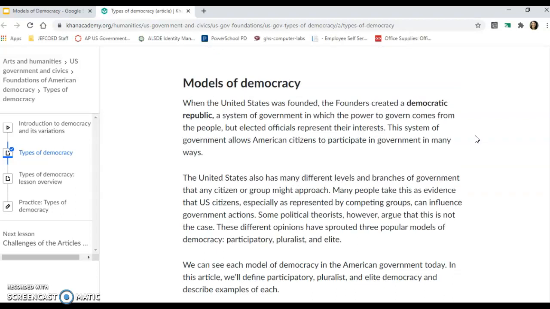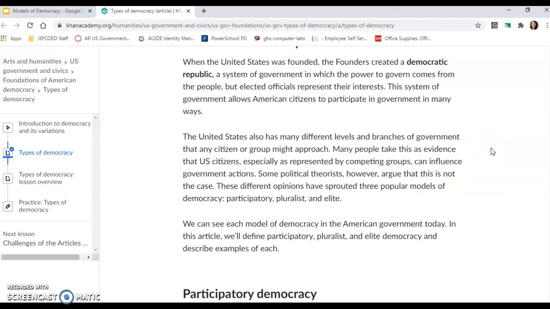All right, so here's giving us some background, talking about the founders, that when the United States was founded, the founders created a democratic republic, a system of government in which the power to govern comes from the people, but elected officials represent their interests. And we know that this is true. We elect our representatives, we elect our senators, we elect our president, we elect our mayor, we elect city council, our governor, all of that. And so we are generally okay with being represented by these people because we voted them in office. Okay, so that is how we allow ourselves to participate in government.